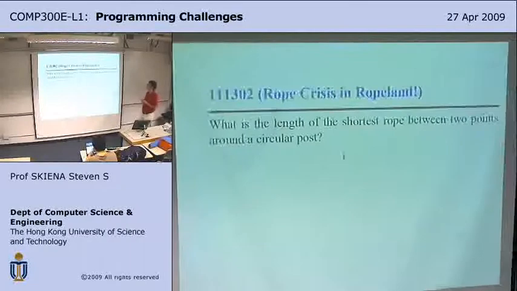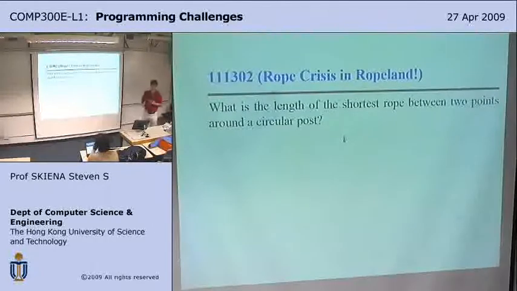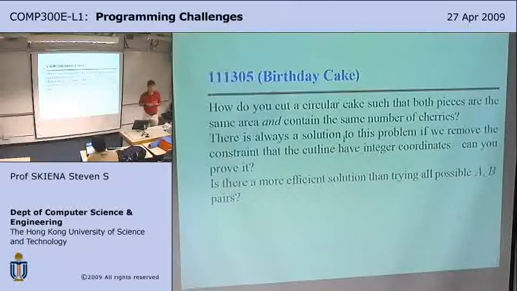The next one says that we want to find the shortest rope between a pair of points. If there's nothing between the pair of points, it's easy. But if the pair of points exist on different sides of a circular pillar, then you've got to somehow calculate what the length of that is. Any questions?